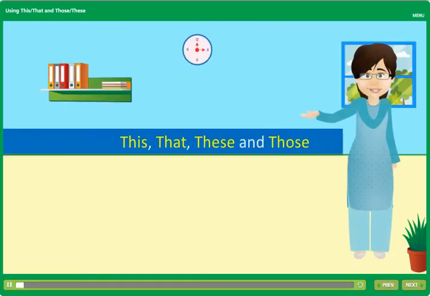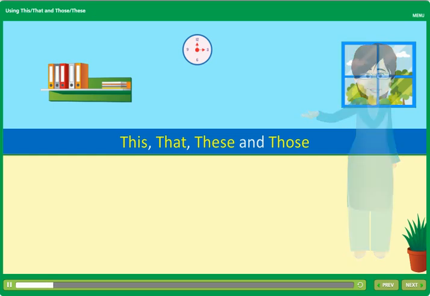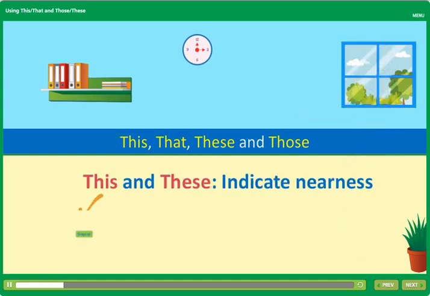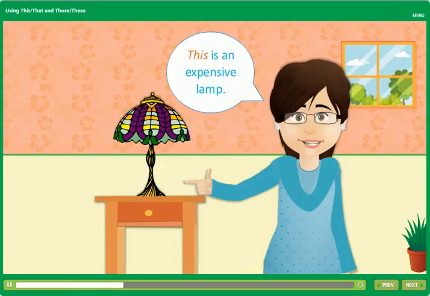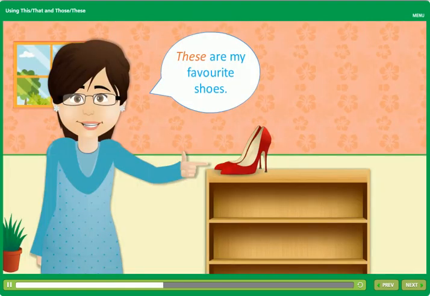We use this and these as pronouns to talk about people or things near us. The difference is, this is used when there is only one person, animal or thing, while these indicates a plural noun. For example, this is an expensive lamp. These are my favorite shoes.